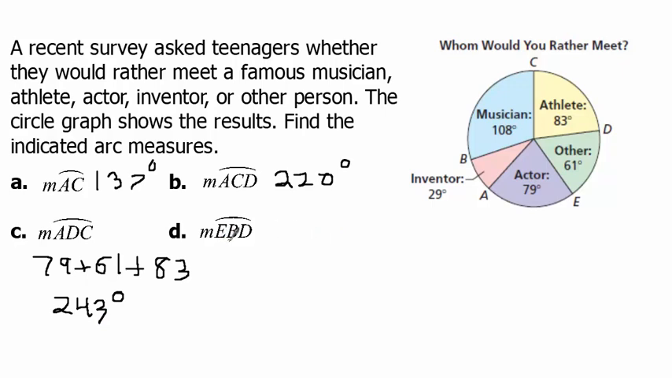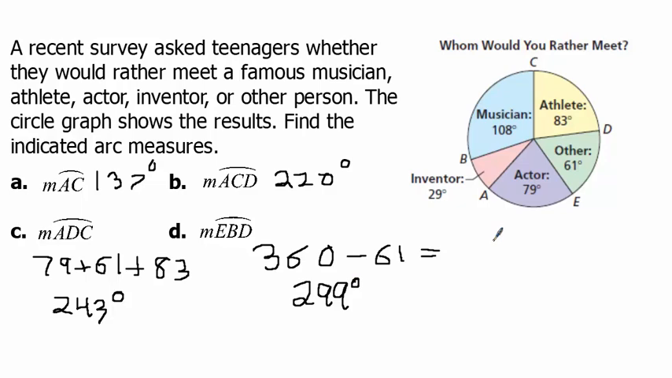E going through B to get to D. That means I'm going E to D, but the long way. The easiest way to get to that is 360 and subtract the other category, and that is 299.